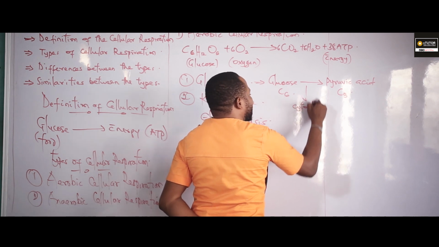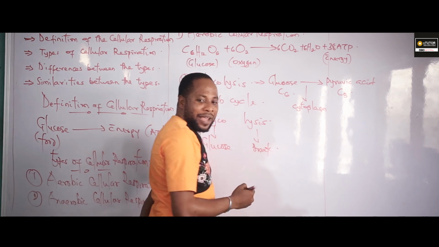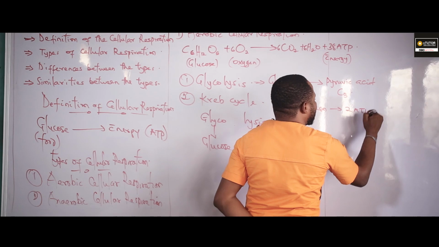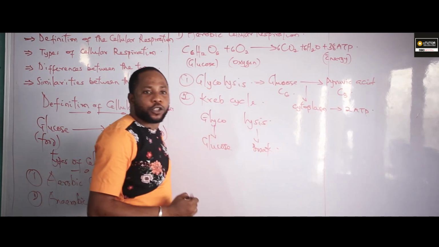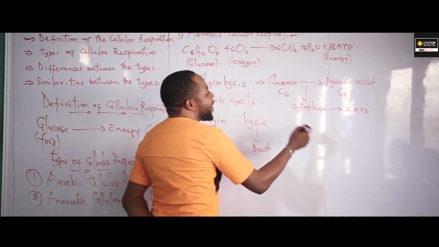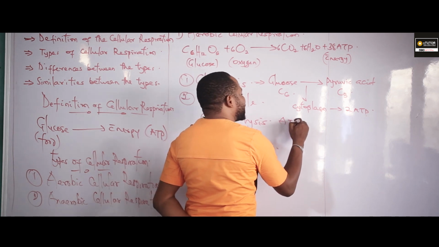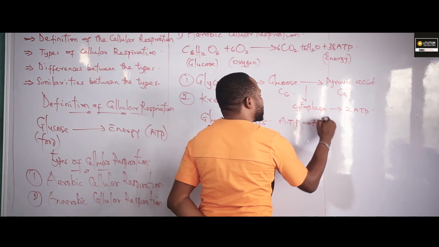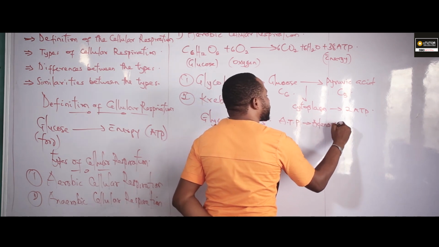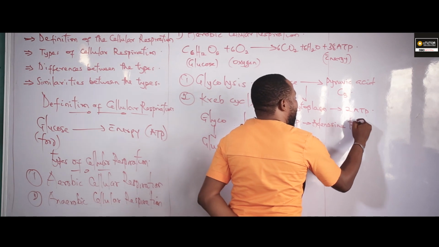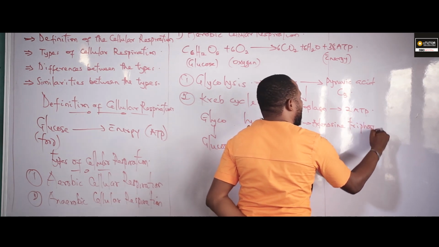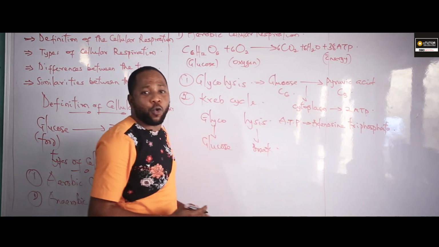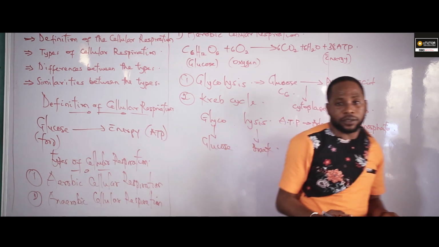This occurs in the cytoplasm of the cell, and it generates 2 ATP. The full meaning of ATP is adenosine triphosphate. That is the form in which the energy in the body is stored.